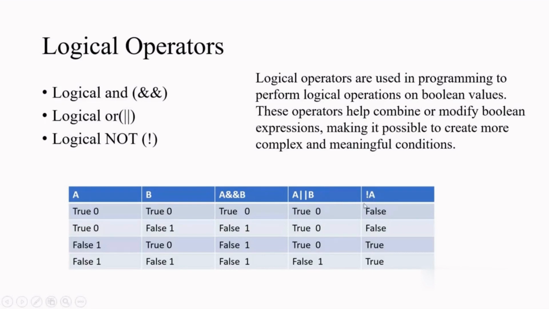Logical NOT. Logical NOT is nothing but the complement of that value. Complement means if the value is true, it will return false. If the value is false, it will return true. Okay, let's see an example.